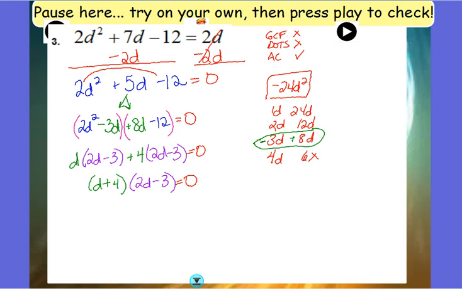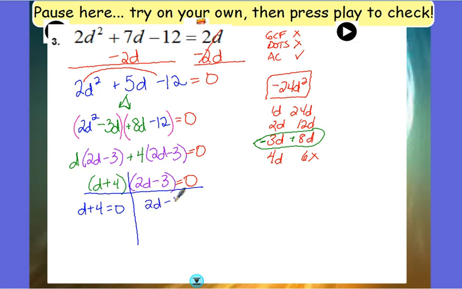Okay, let's see how you're doing so far. When you multiply using the a and c term, we find that the product is negative 24d squared. We choose negative 3d plus 8d to combine to positive 5d, and we factor all the way through. The final factoring step should look like this one, or you could have 2d minus 3 first, followed by d plus 4. But we're up to the t-chart step, where we take each variable factor and we set them equal to 0, because this side could be 0. 0 times anything would give a 0, or this side could be 0.